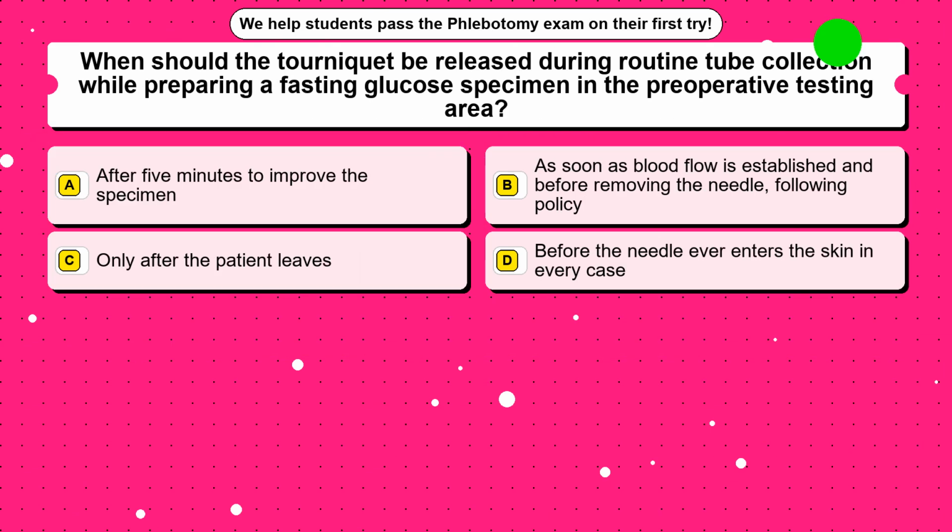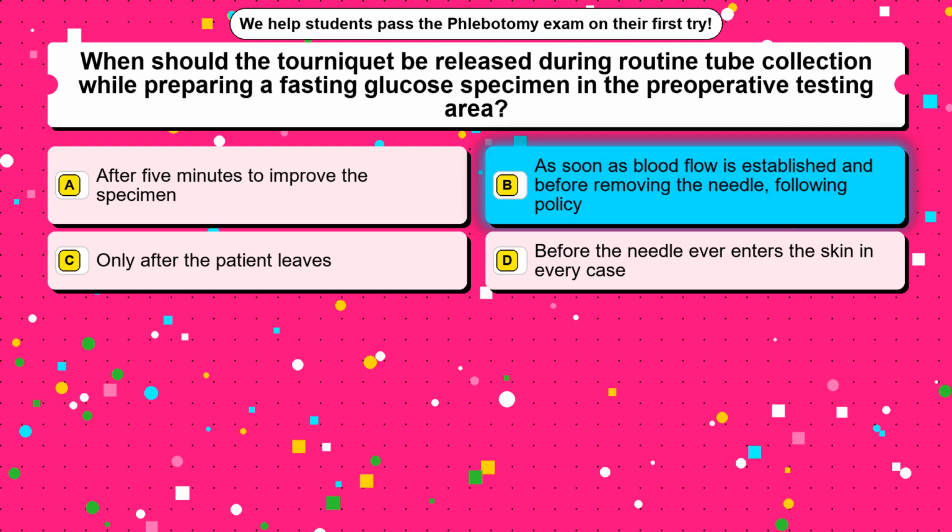Question 10. When should the tourniquet be released during routine tube collection while preparing a fasting glucose specimen in the preoperative testing area? Option A. After 5 minutes to improve the specimen. Option B. As soon as blood flow is established and before removing the needle, following policy. Option C. Only after the patient leaves. Option D. Before the needle ever enters the skin in every case.